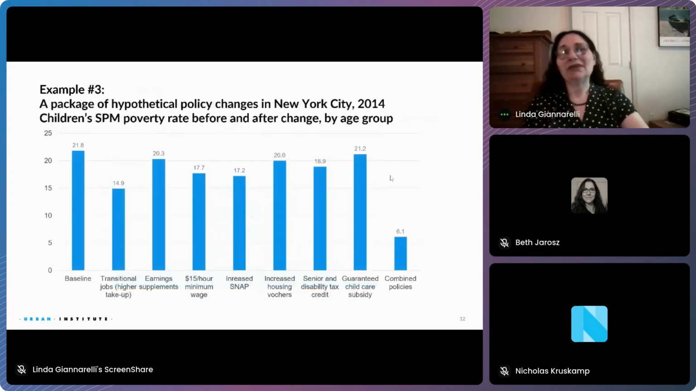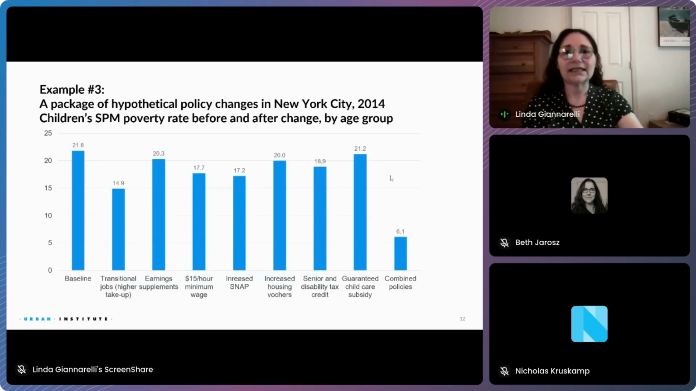Third example. This was actually from quite a few years ago. This was a project specifically in New York City, which we were able to look at with a single year of ACS data, both because the ACS is so large and also because New York City is so large. This was a big package of policies, and I try to ignore that little short bar over on the right and look at all the other bars. At baseline, we estimated SPM poverty at 21.8%.